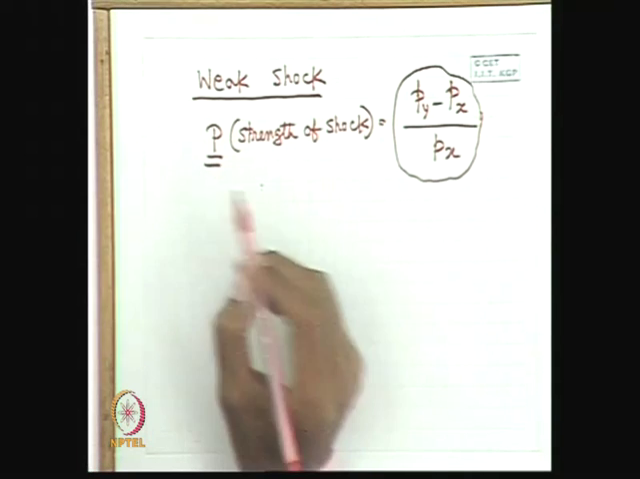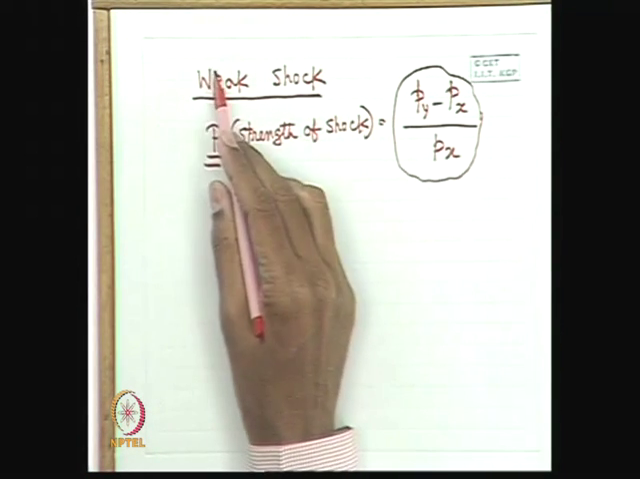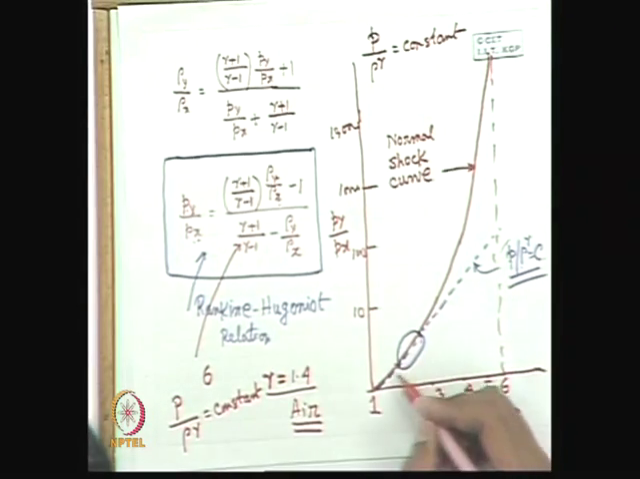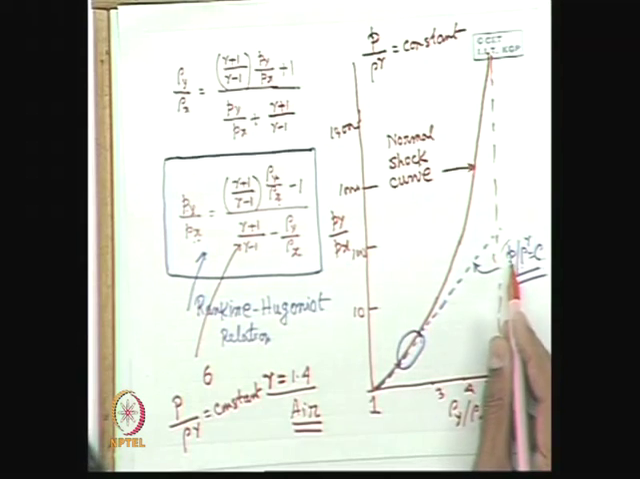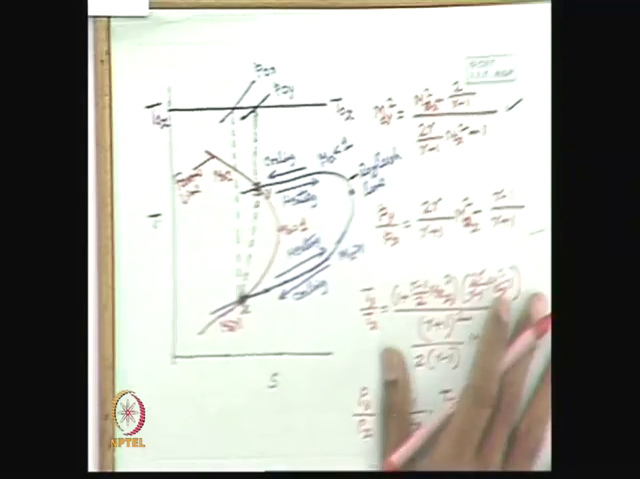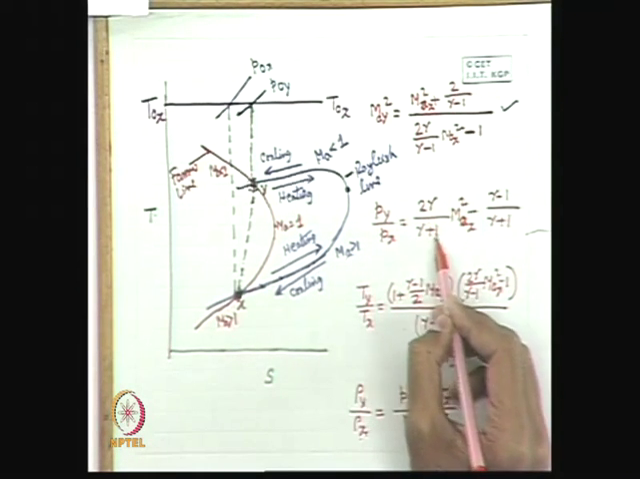So, when the strength of the shock is very small, then the shock is known as a weak shock. So for a weak shock, the isentropic flow relations for p and rho coincide with the normal shock curve. Now, we see from this equation, if we just manipulate it, Py by Px is 2 gamma by gamma plus 1.